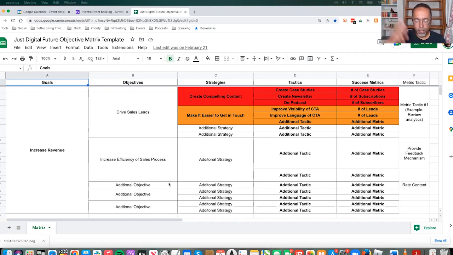So what you're seeing is an objective matrix, and basically it's just a spreadsheet where each column has to do with different levels of specificity around a goal. Let's say we're making a marketing website. The big super goal, all the way on the right, is going to be to increase revenue. It's a sensible goal for a marketing website.